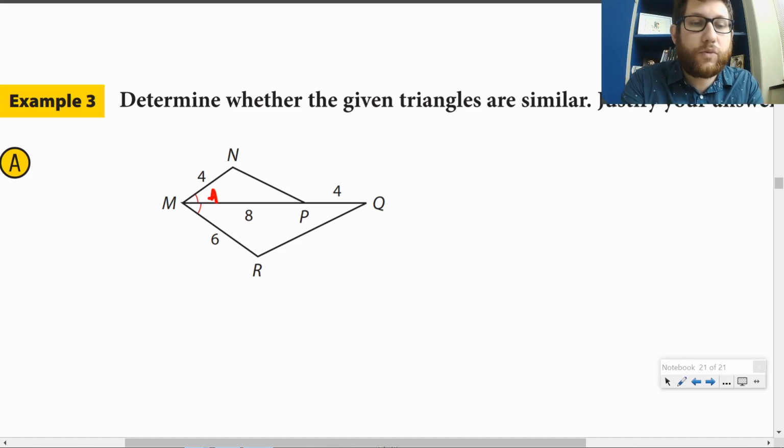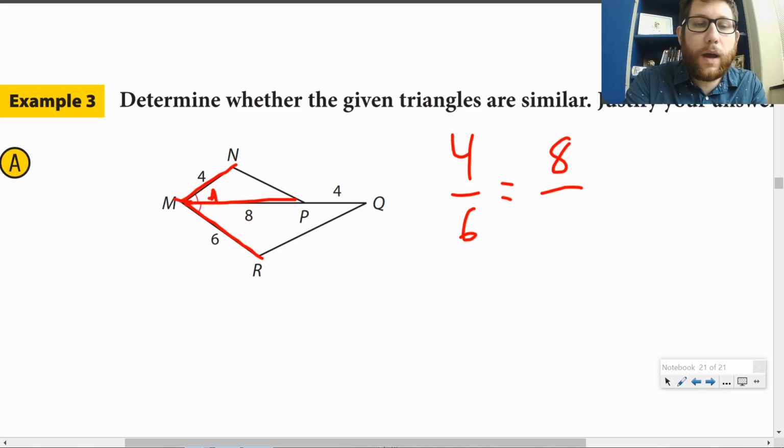So let's look at this first one. Let's look at this MN side. It matches with MR, right? We feel pretty good about that. So I'm going to set it up 4/6. So there's a ratio. Now I need to set up the smaller side, and the smaller side there is 8, right? And how much is the whole other side? Well, it's 8 plus 4, that's going to be 12. Okay, so there's my proportion.